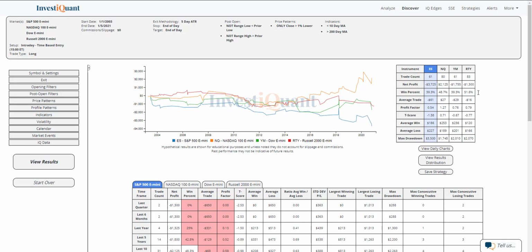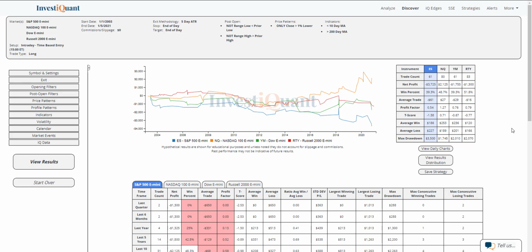If we take a look at average moves as far as an average win, average loss, looks like the average loss is just a little bit bigger than the average win in the S&P. The average win is larger in the NASDAQ. The average win is larger in the Dow, and the average loss is larger in the Russell. So those are kind of mixed on which side has had bigger moves up or down. Across the four different instruments, it's 2 and 2 there.